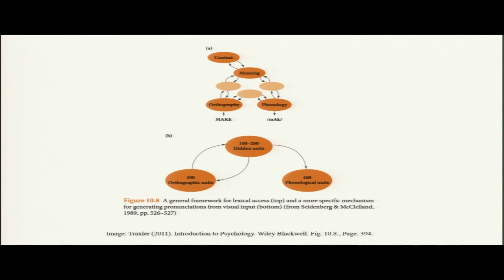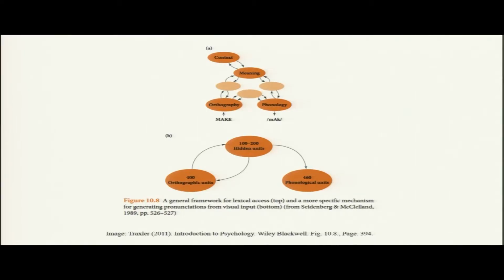So, you can see the model here in this figure. You will see that there is context, meaning, orthography and phonology. Context is at the top, then you have meaning, that is the semantic units, orthography and phonology. Each of these units has a layer of hidden processing units in the middle, which carry out all the processing. There are 100 to 200 hidden units between context and meaning, and then there are 400 orthographic units and 460 phonological units.